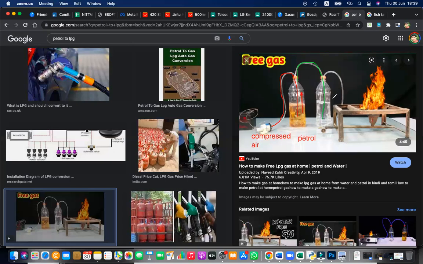Yes, sir. This is evaporated petrol, so it is highly flammable. When there is fire, there is a higher possibility of the fire coming in and burning this petrol, and ultimately it can even blast.